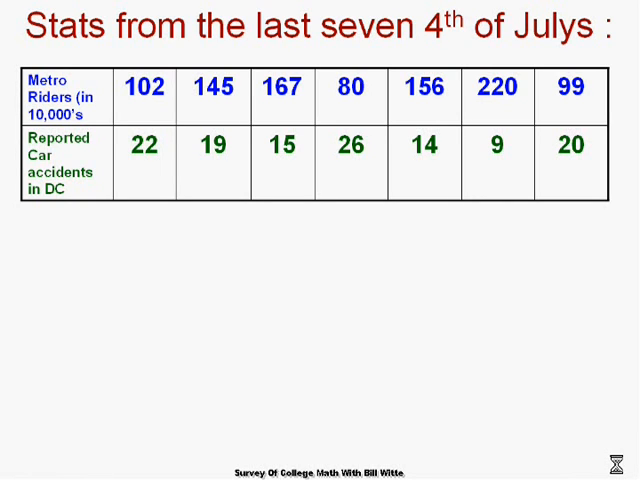Why do we care about that? Well, that's going to allow us to perhaps figure out how many police officers to have on duty that day, or how many ambulance people to have on duty that day. It's going to be of great use. So that's why we want to be able to predict this type of stuff.